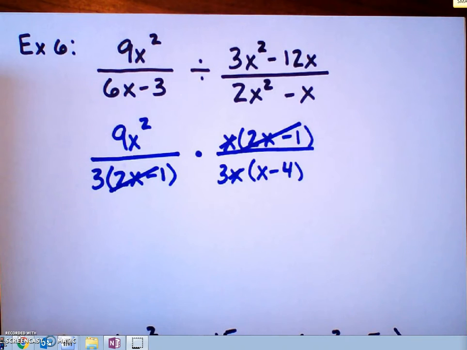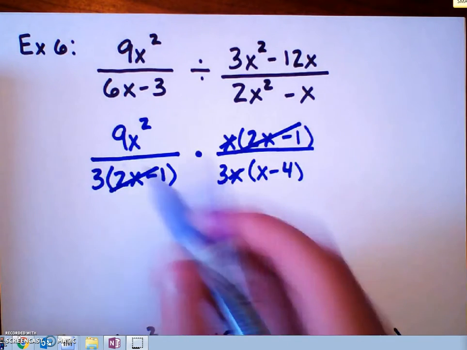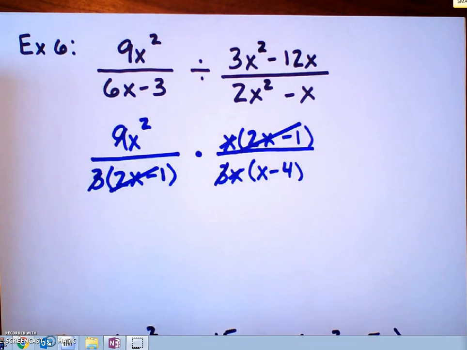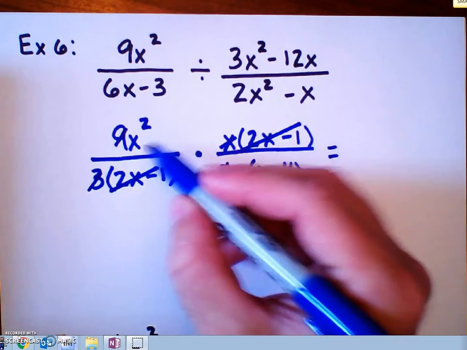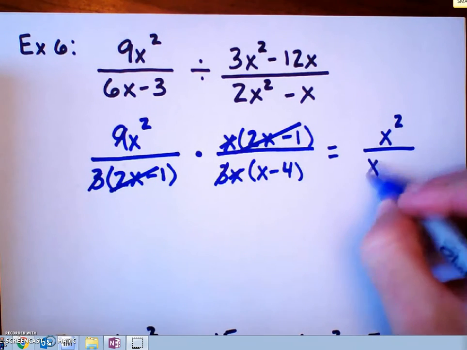And the last little bit is reducing the remaining parts. So 3 times 3 is 9. 9 divided by 9 cancels. So the only thing you're left with is the x squared on top and the x minus 4 on the bottom.